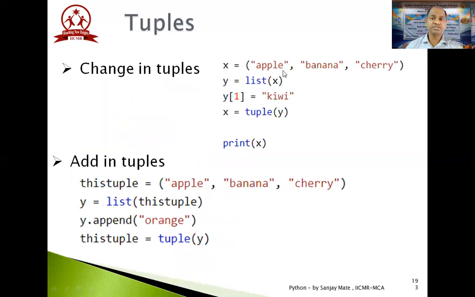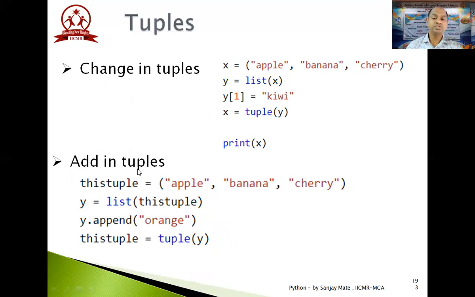If you want to change the tuple, because a tuple is immutable, you cannot change it directly, but you can convert that tuple into a list. First of all, take this tuple, convert it using the list function by providing the tuple inside, then change the value and again convert it back to a tuple. So this is also a way to change the tuple.